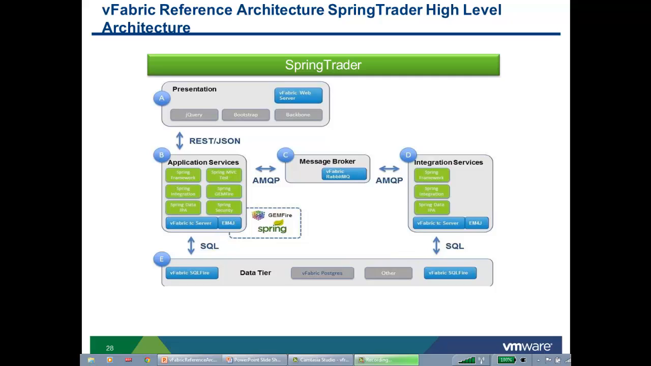This diagram shows the SpringTrader high-level architecture. The presentation layer was built using jQuery, Bootstrap, and Backbone, while the UI communication to the server side is based on REST and JSON. The backend layer, on the other hand, is made up of application services, message broker integration services, and a data tier. The application services are essentially built using Spring Framework, Spring Integration, Spring Data, and Spring Security, while the messaging system is based on RabbitMQ and the AMQP protocol.